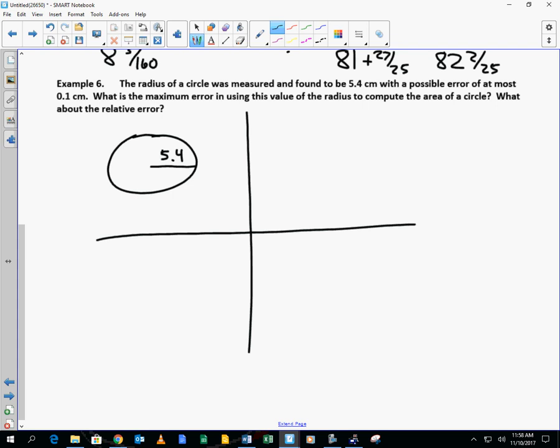So what's the smallest that the radius of the circle could be? 5.3. What's the biggest? 5.5. It's somewhere in between there. Now, will that impact our area? I wonder by how much it will impact our area. Well, we can use differentials to figure it out. It's no big deal. What's the formula for area?